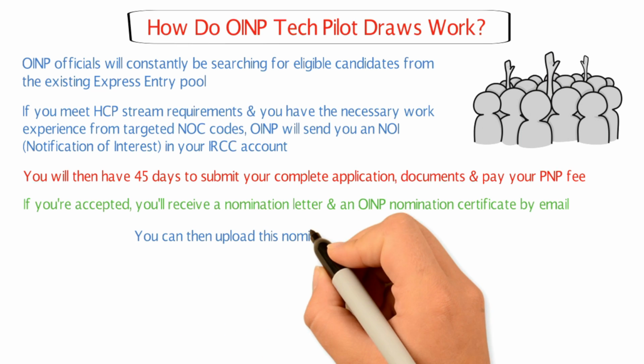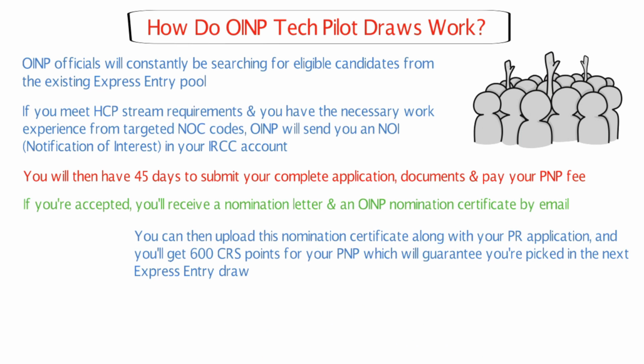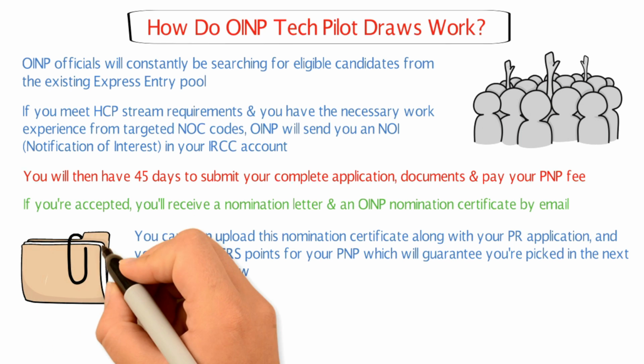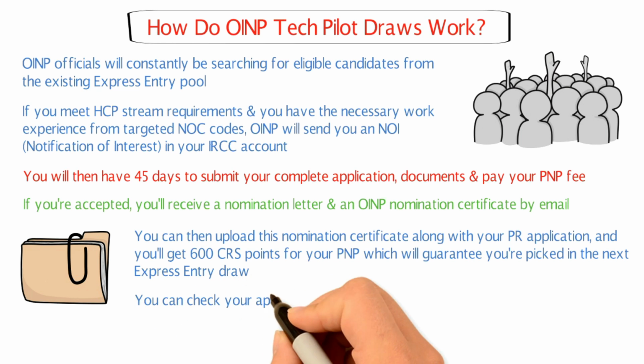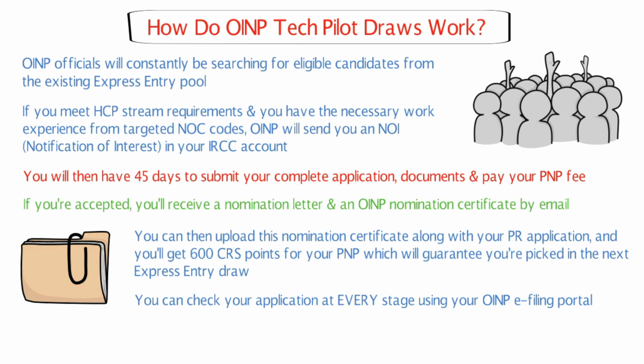You can then upload this nomination certificate along with your PR application in your Express Entry profile, and you'll get 600 CRS points for your nomination, which will guarantee you're picked in the very next Express Entry draw. The whole process is completely transparent, and you can check your application at every stage using your OINP e-filing portal. The total cost for this is 1,500 Canadian dollars, and this fee is non-refundable even if your application is unsuccessful. So please make sure that you don't make any mistakes while applying for this pilot.